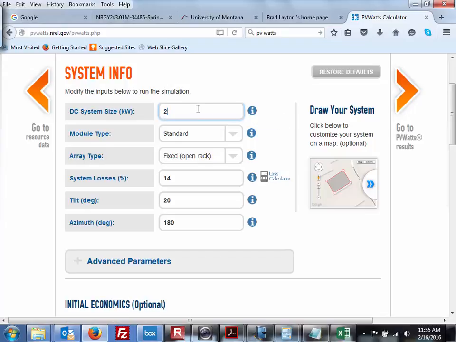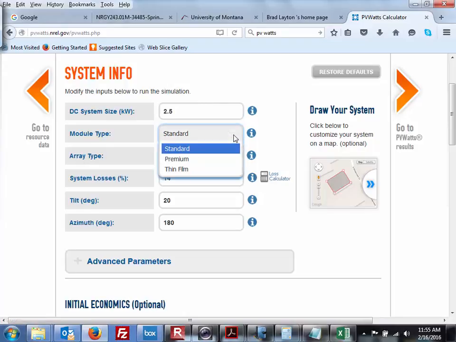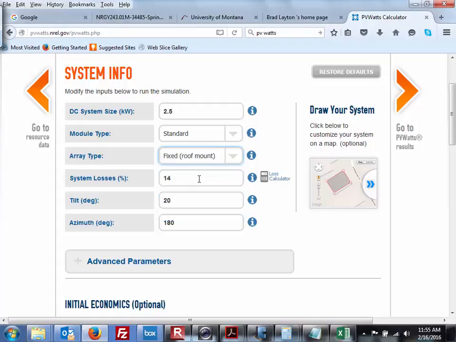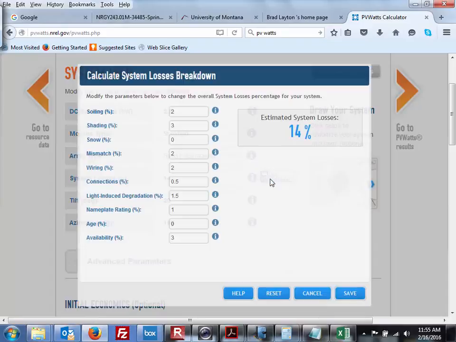Let's just do like a 2.5 kilowatt array, module type standard sounds fine, array type fixed. We can try a roof mount. System losses, snow. You can get into all this kind of stuff. Nameplate rating, age, et cetera, et cetera. Save.